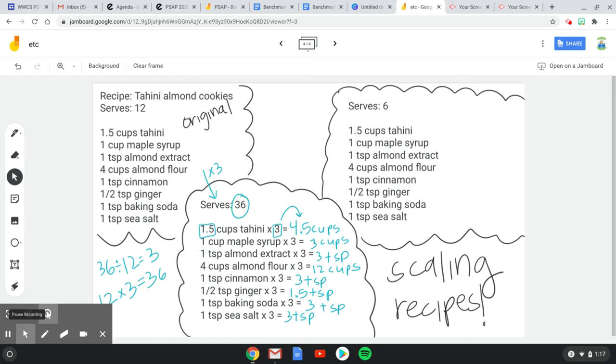Now let's say maybe you're at home and you want to make some cookies, but you don't want to make that many cookies since it's just for yourself. So you want to make a smaller amount of the recipe. Say you need to make 6 cookies instead of 12. Well, if we take 12 divided by 6, we get 2. So going from the original recipe to 6 servings, we're going to divide by 2.